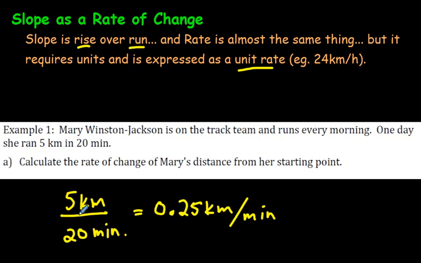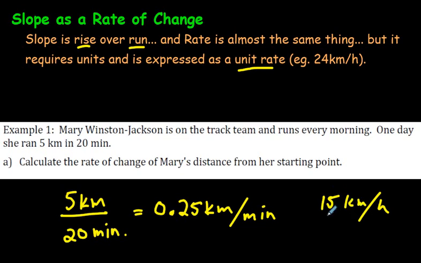It's the same speed as up here. It's just written differently. If you really needed to know her kilometers per hour, you could take the top and the bottom and multiply them by what number? 20 minutes multiplied by what would make 60 minutes? Because 60 minutes is an hour. If you tell me it's 3, you are right. So multiply 5 times 3 and 20 times 3, and you'll get 15 kilometers per hour.